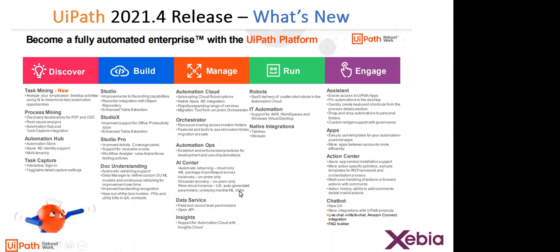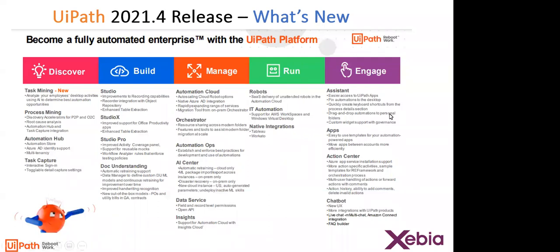Now, the next thing that has been added is AI Center. This has become available to us in the latest release. It was earlier available inside the UiPath Community version. Now it is available inside the Enterprise one. Automation Ops is one of the things that has also been added.